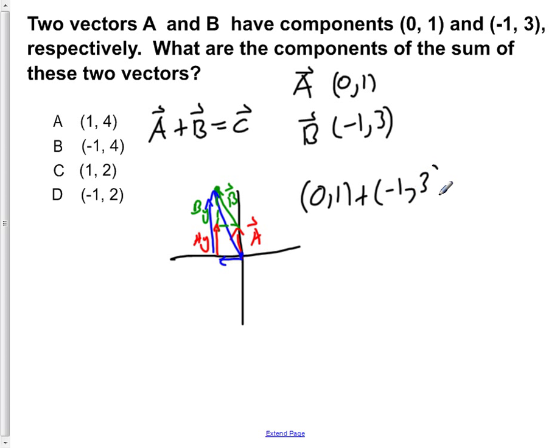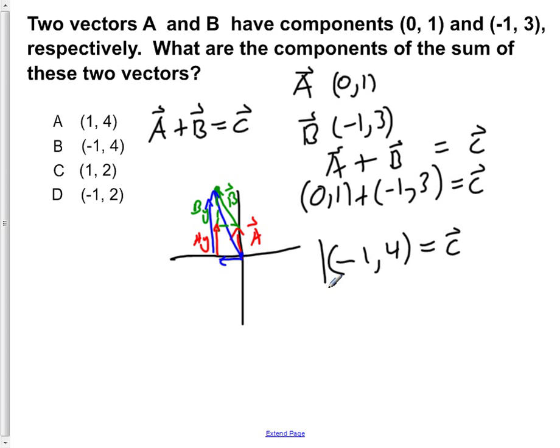So if we write it as this, a plus b is equal to c, we would see that c is equal to 0, 1 plus -1, 3. If we add the x components, we would get -1. If we add the y components, we would get 4. So our vector c, the resultant, is of the form -1, 4. So our answer is B, -1, 4.